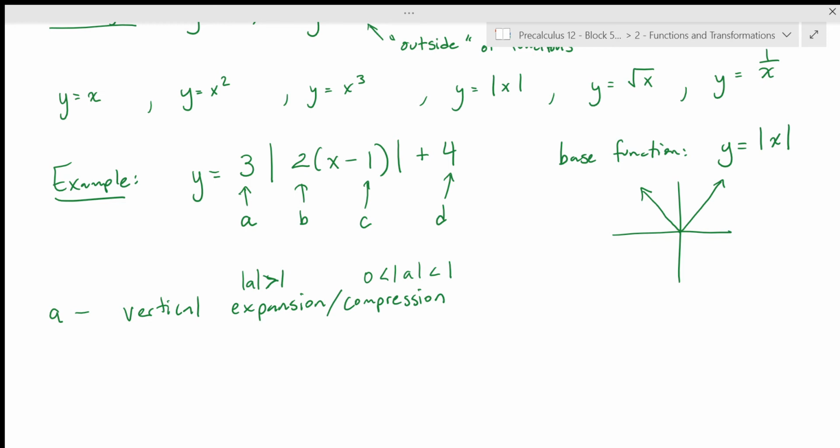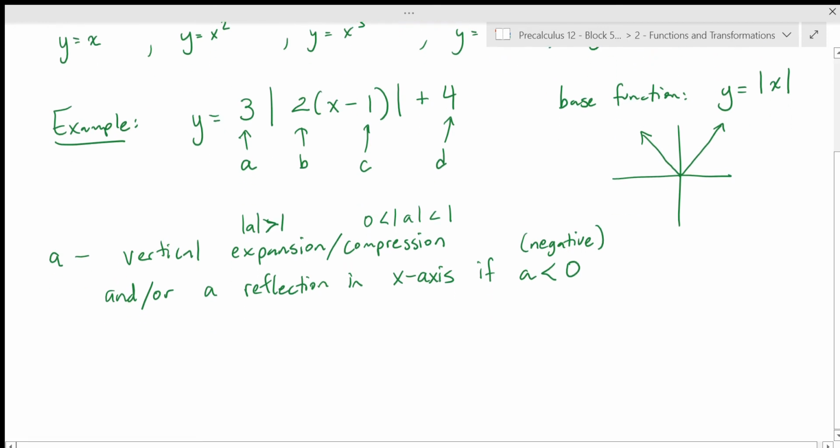Okay, it can be a vertical expansion or compression. It can also be a reflection in the x-axis, or the y direction, if a is negative. And I'm just going to write a less than 0, which is a mathematician's way of saying negative, because it's actually shorter than writing out the word negative. And one thing you will learn about mathematicians is that they don't like to write unnecessary characters.